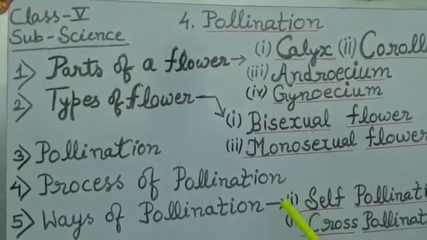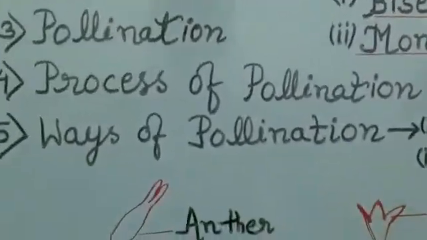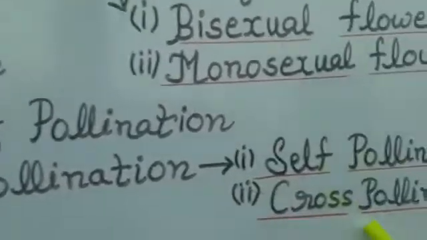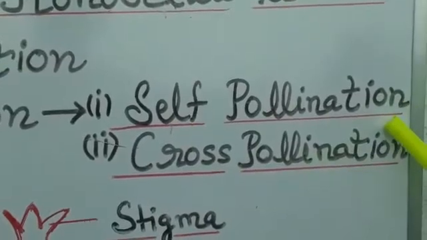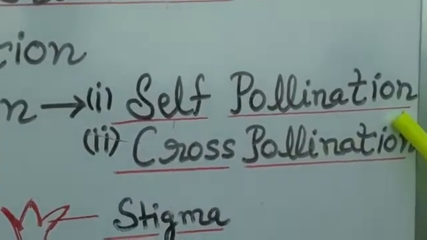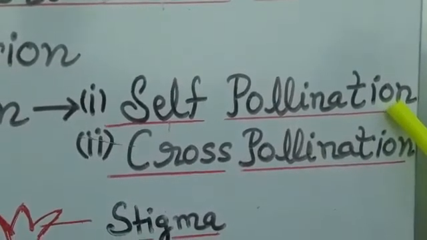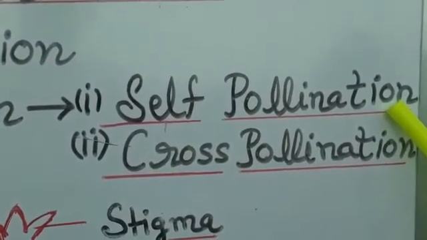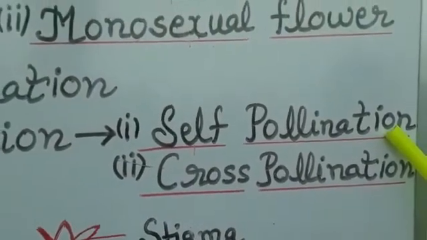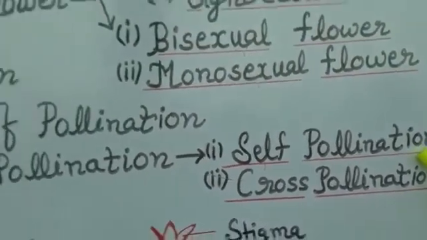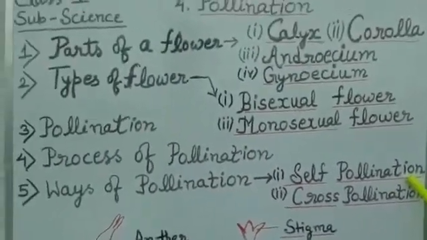There are two ways of pollination. First, self-pollination and second is cross-pollination. Transfer of pollen grains from the anther to the stigma of the same flower or flower present on the same plant is called self-pollination. Self-pollination can be seen in pea and orchids.